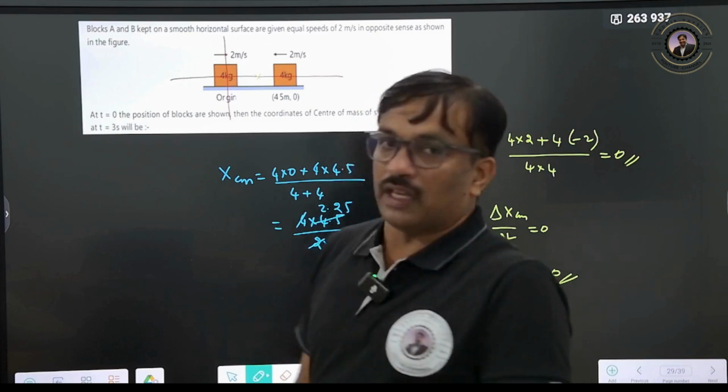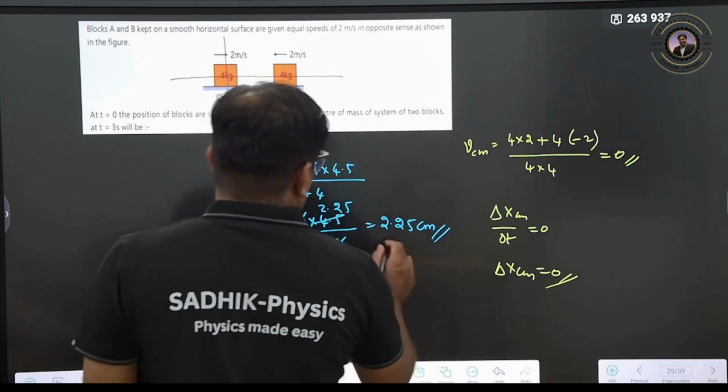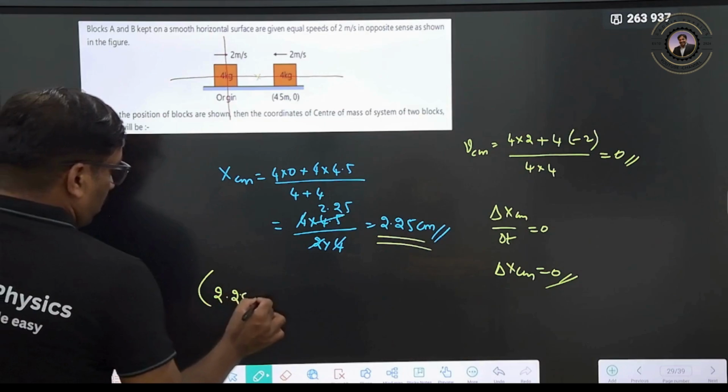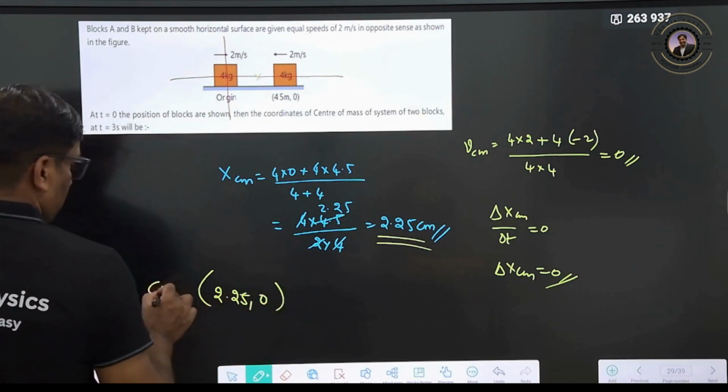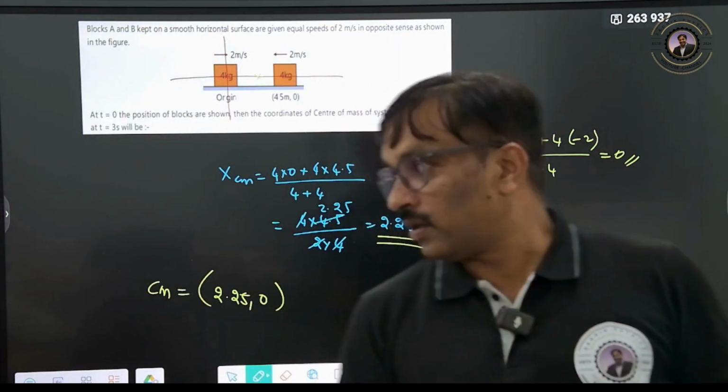That means there is no shift in the center of mass. So therefore the center of mass is going to lie at this point only. Therefore 2.25 comma 0. This is your center of mass. Clear? Right?